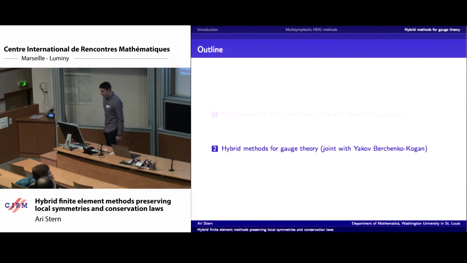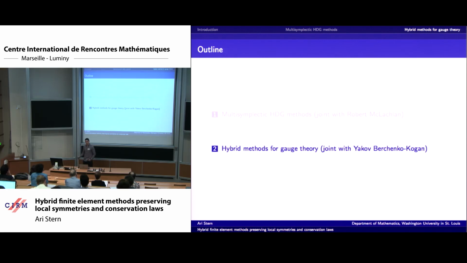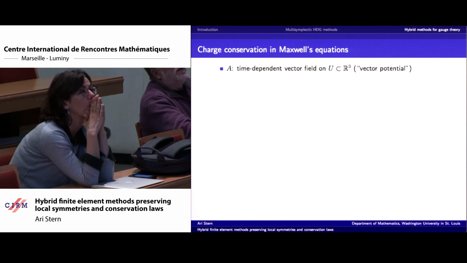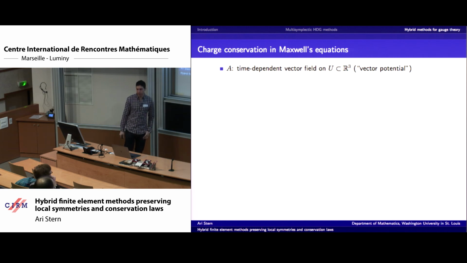Okay, so in the last 10 minutes or so, I'm going to completely switch gears. Well, not completely, because I'm still going to be talking about hybrid methods, and talk about a different problem, which is the problem of applying hybrid methods to gauge theory, right? And the issue of gauge symmetry and charge conservation, which is the conservation law that you get from Noether's theorem. So to motivate, let me talk a little bit about charge conservation in Maxwell's equations and how we would understand this from a variational point of view.